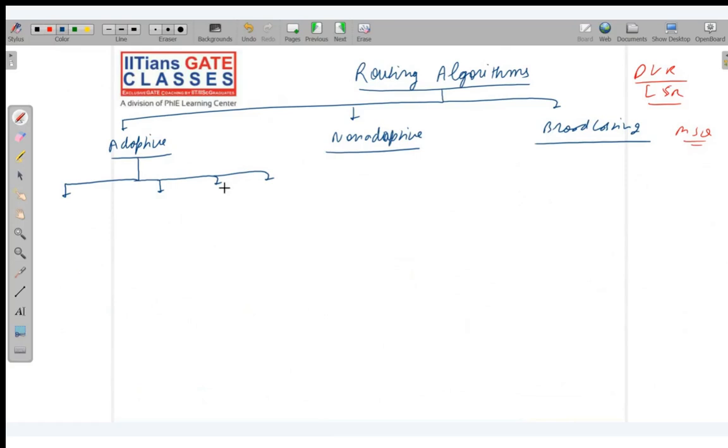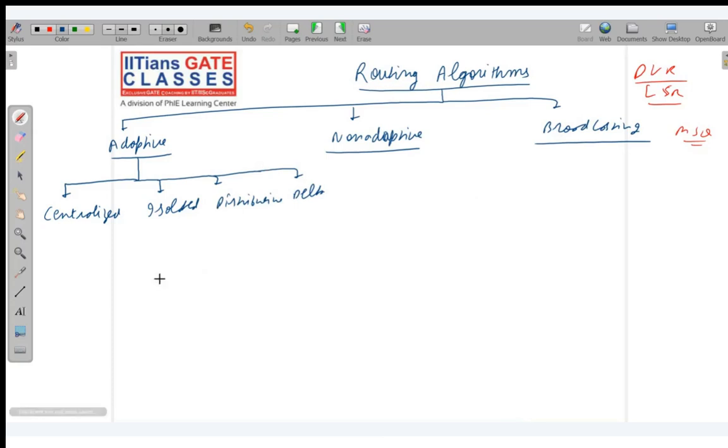So adaptive, there are four types. One is centralized, then isolated, then distributive, and then delta. So in total we have four types of adaptive routing algorithms. Next is non-adaptive. Actually it will mess up all the things, so one by one we will start.